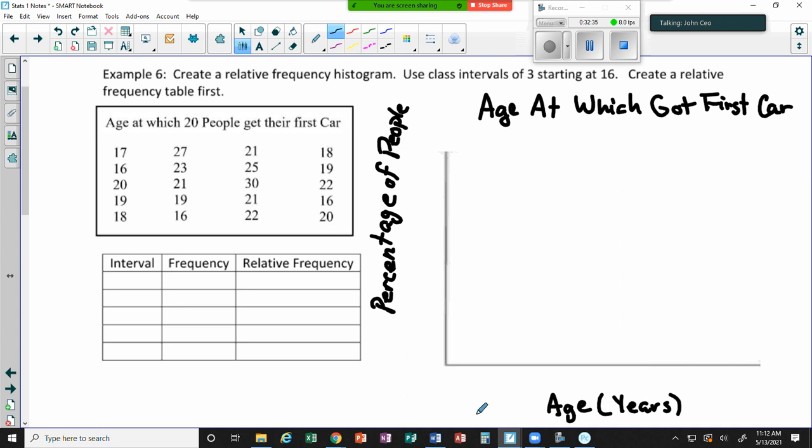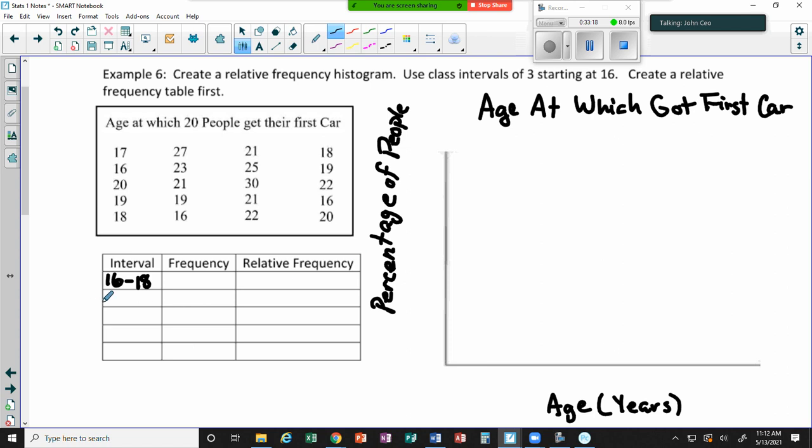All right, so it says use class intervals of 3 starting at 16. So this is where counting helps. If I have an interval of 3, what's my first interval? If I start at 16, it's going to be 16 to what? 16, 17, 18. A lot of people think, well, that's 2. Well, the difference between them is 2, but when you're talking about data, 16 is an entry point, 17 and 18 are all, so there's 3 in there. 16 to 18 is 16, 17, 18.